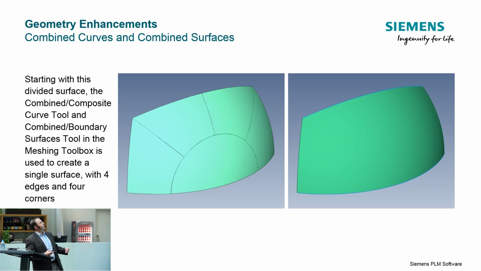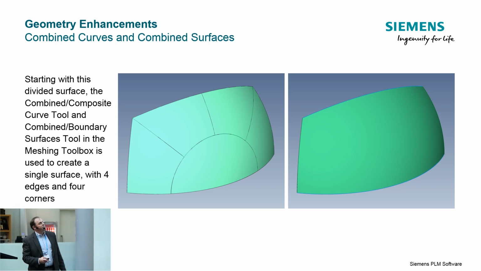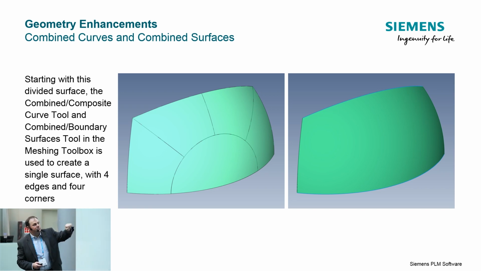Another thing, okay, so we have 5 surfaces here, which we turn into one boundary surface here. And you can see there's a combined curve running across the bottom and another one running across the top.